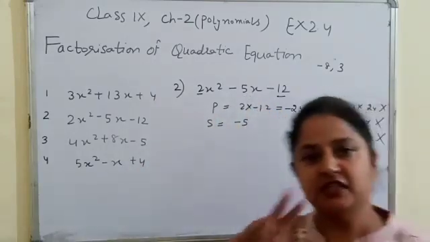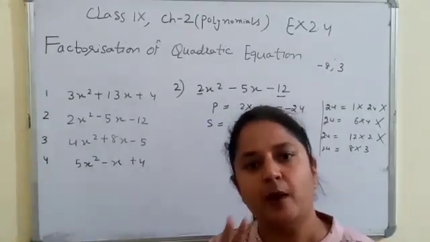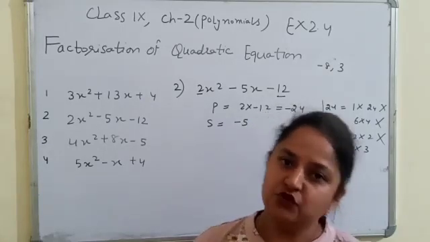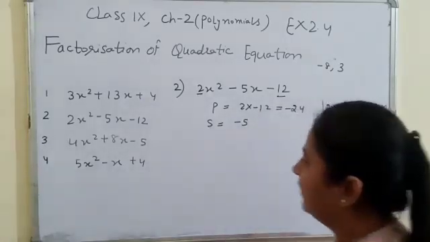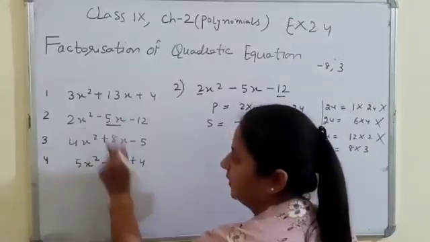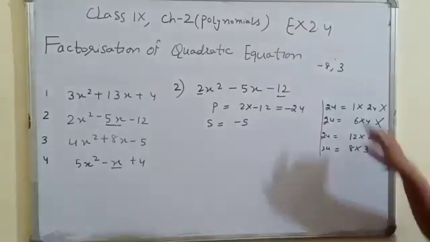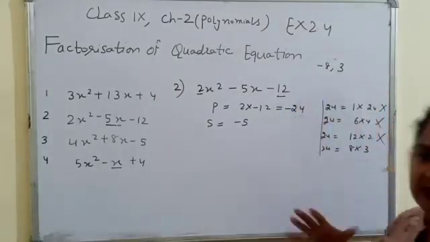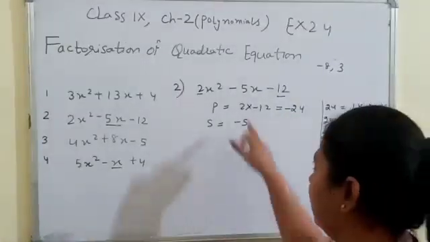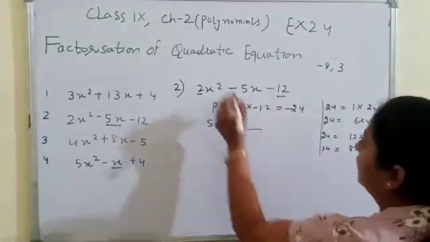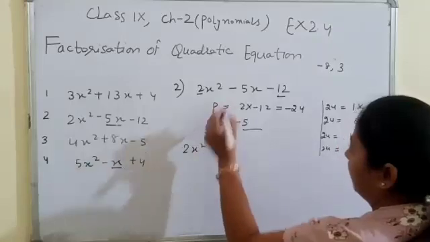When you are splitting the product into two factors, you have to take care that the greater number should be in the form of the negative, especially when the second term is negative. Now 8 and 3, -8 and +3. When we add these numbers, we get our required result, that is -5. So this is the suitable factorization.